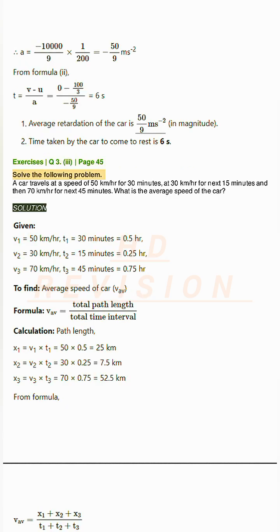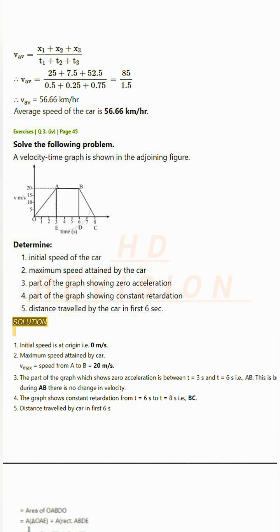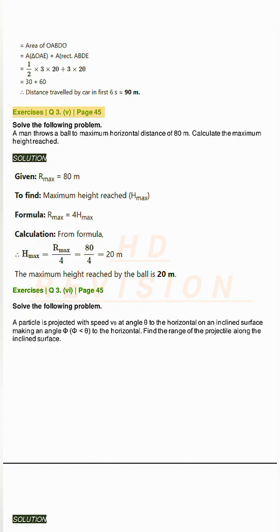Exercises Q3. Page 45. Solve the following problem. A car travels at a speed of 50 km per hour for 30 minutes, at 30 km per hour for the next 15 minutes and then 70 km per hour for the next 45 minutes. What is the average speed of the car? Solution.